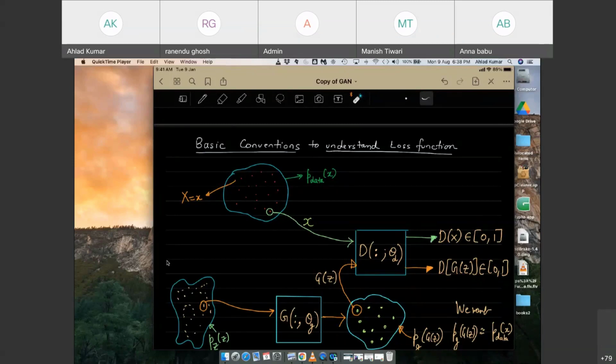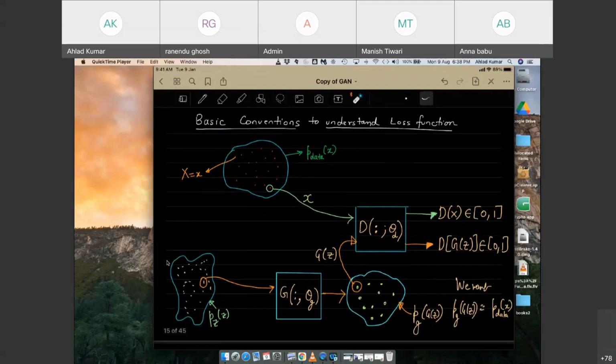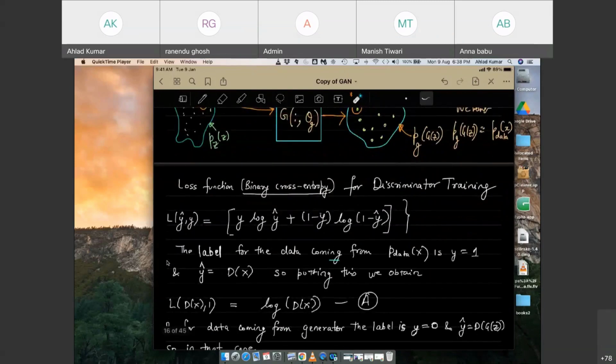So this is the convention that I will be using while deriving the loss function. I'll be a little bit quick on this. This is basically the terminology you should keep in mind. What I will be doing now is deriving the generative adversarial loss function from scratch. So you look onto this, and then we'll go further.